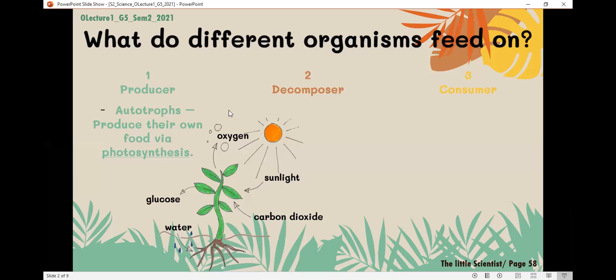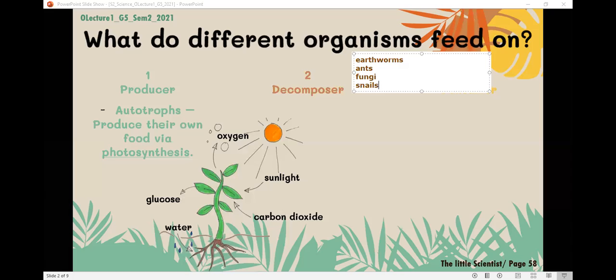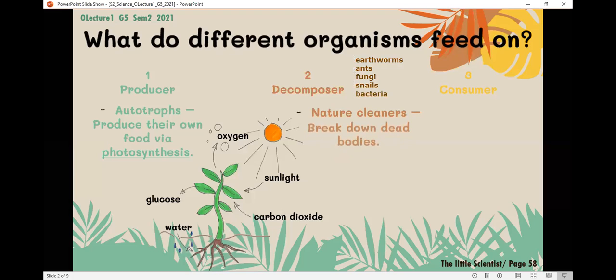Decomposers. Please give me examples of decomposers. What are examples of decomposers? Snails. Earthworms. I still didn't hear you. Examples of decomposers. Fungi, earthworms, ants, snails, insects, bacteria. Decomposers are called nature cleaners since they clear nature from dead bodies. Decomposers break down dead bodies into minerals and they give back minerals into the soil. These minerals will be later on used by producers.